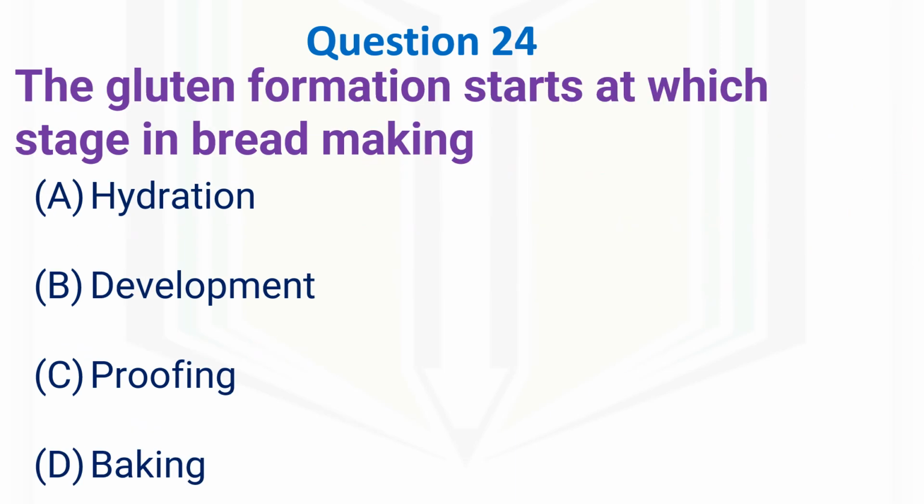Question number 24. The gluten formation starts with which stage of bread making? Options are hydration, development, proofing, and baking. Correct option is option number A, hydration. So gluten is a protein which comprises two components, that is glutenin and gliadin, and these two after hydration will form gluten, which will give a viscoelastic nature to the dough which is formed.